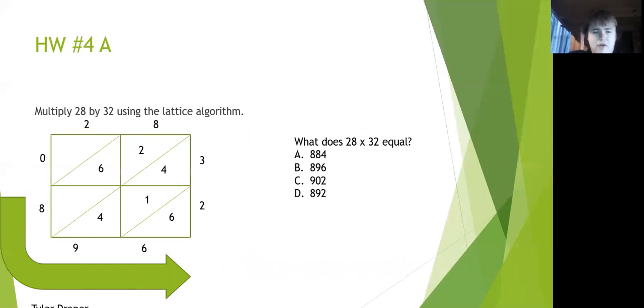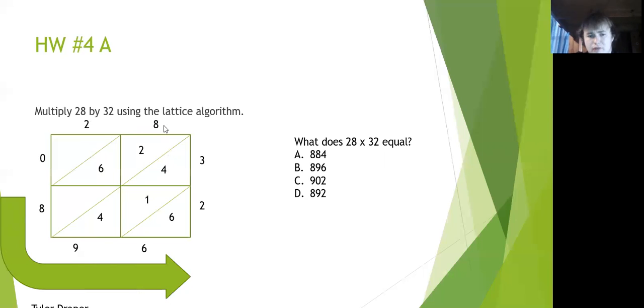Okay, lattice algorithm. So lattice is where we draw out our square here. We divide it into certain areas, 2 by 2 in this case, and then we write our diagonal lines to divide our areas up. 28 times 32, we got 28. We have 32. Each box represents multiplication factors.